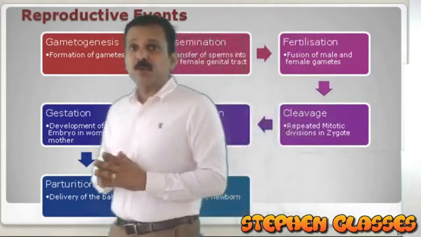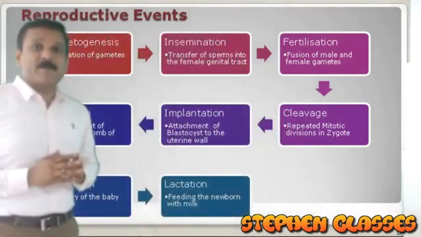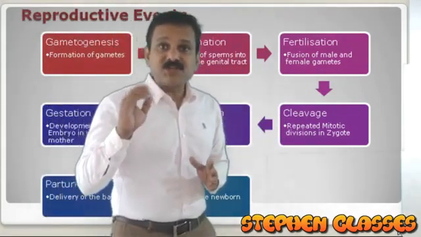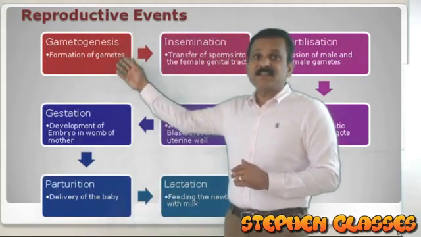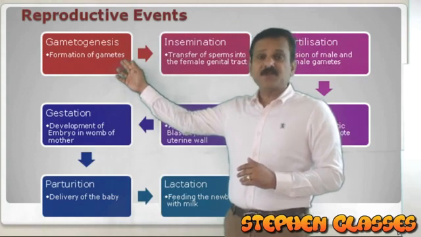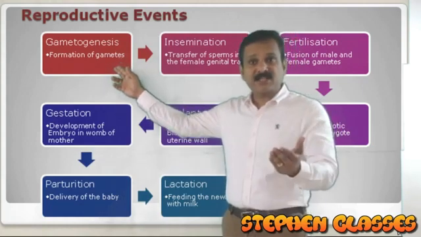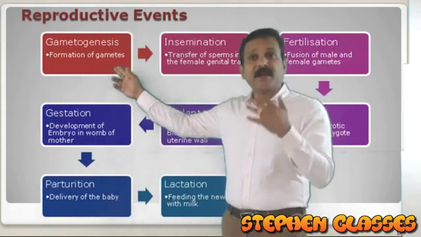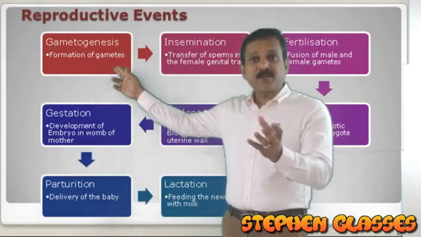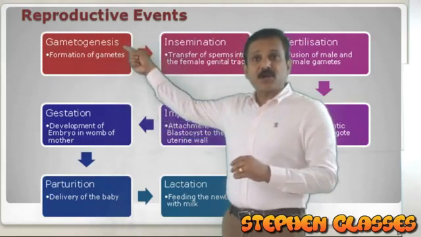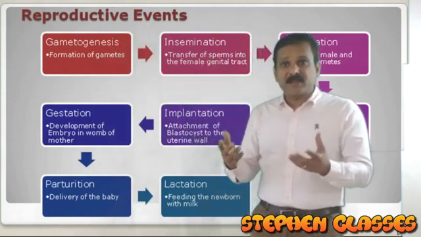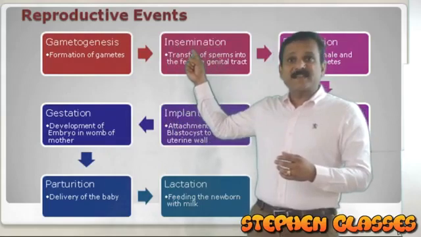Which is the first event in human reproduction? The first event in human reproduction is gametogenesis. What is the first step? Gametogenesis. What is gametogenesis? Formation of gametes. So formation of the male gamete by the male individual and formation of the female gamete by the female individual. So there will be formation of the sperm cell and ovum. That process is called gametogenesis.